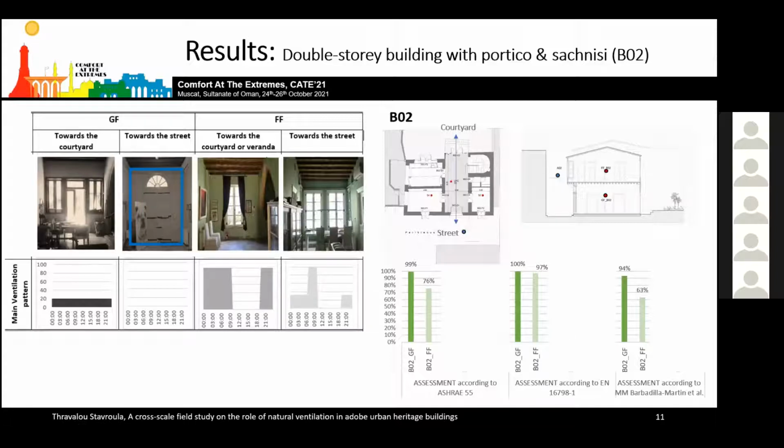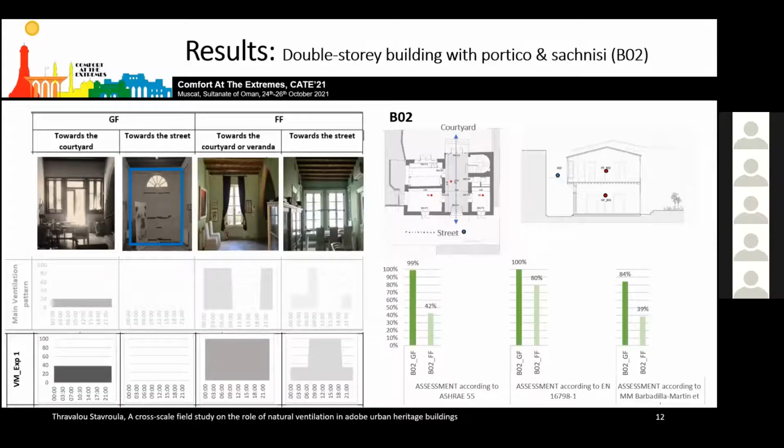During the maximum ventilation experiment, a higher window to floor ratio was established in the ground floor portico, and cross ventilation was applied in the first floor portico during daytime. So you can see here during daytime there was a cross ventilation in the first floor, with wide opening of the Sahnisi's windows.